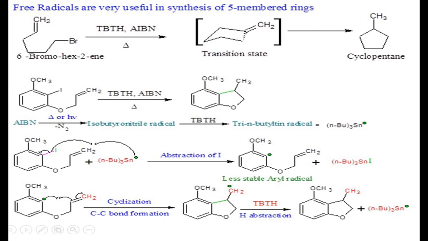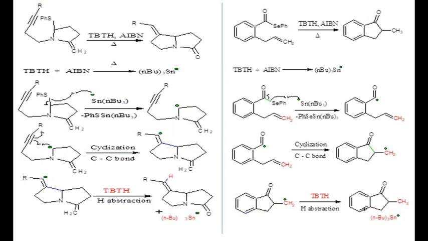See two more reactions. See the left side reaction. The carbon is attached to the SePh group, nitrogen, carbon, SePh. Tributyl tin hydride and AIBN upon heating give the tri-n-butyl tin radical.